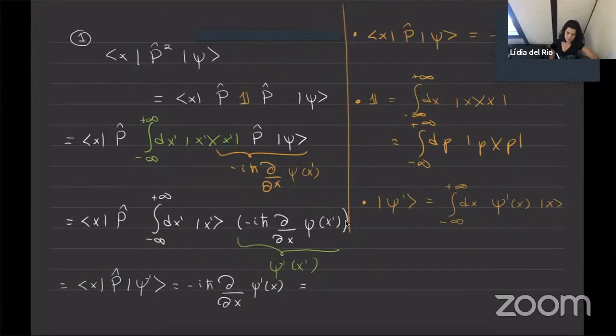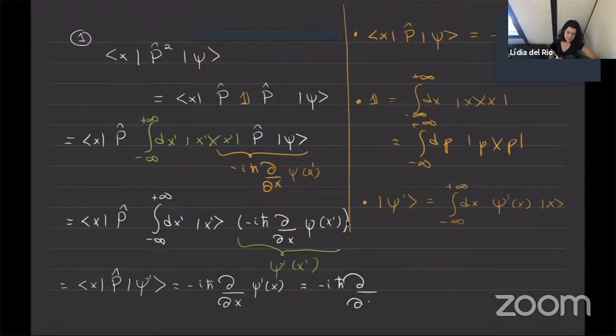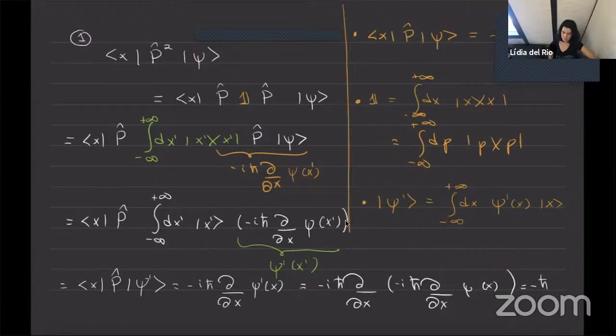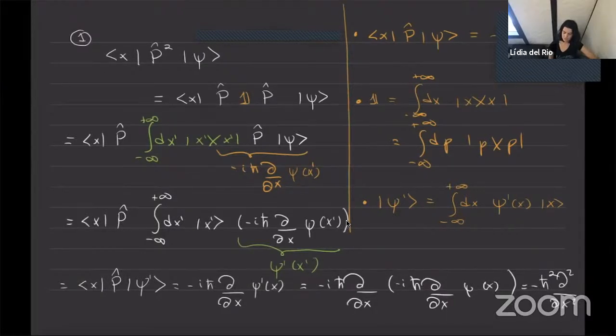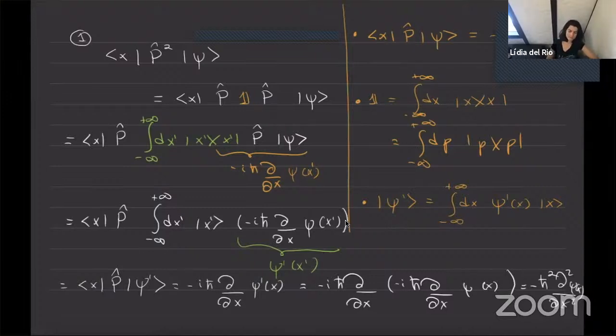So that's minus i h bar d dx of minus i h bar d dx of the original wave function. So that's minus h bar squared, the second derivative d dx of the original wave function. We will come back to it later. I know it's a bit ugly there in the corner, but we'll come back to it.